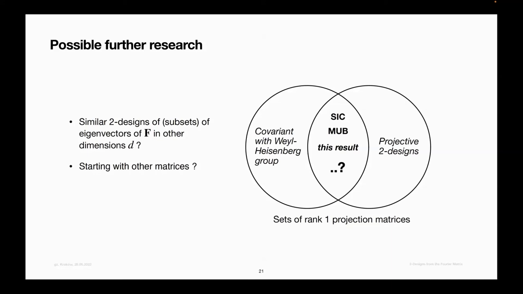What we have done here is we made a construction for dimensions D of the form 4k plus 3 being prime. What about the other dimensions? I noticed already that in the case of dimension 5, there is something with a subset of eigenvectors of the Fourier matrix. So is there any way to generalize these constructions for other dimensions D? You could think of using weighted two designs as defining properties. So to introduce some weights, maybe then they exist also, you can generalize it to higher rank projectors.